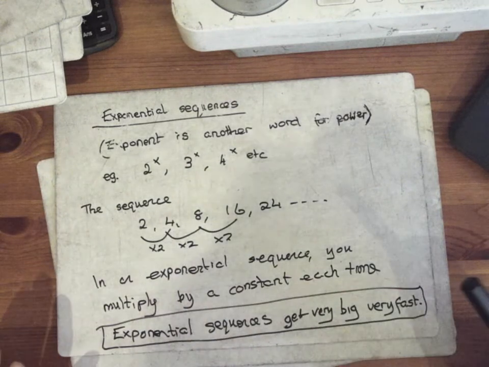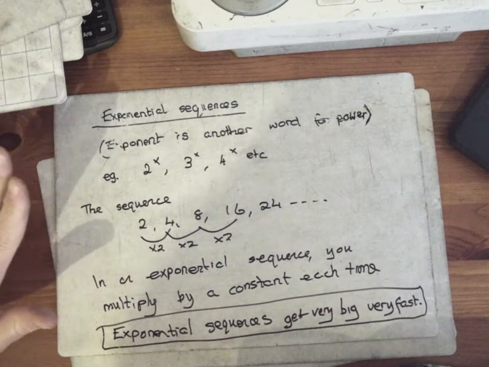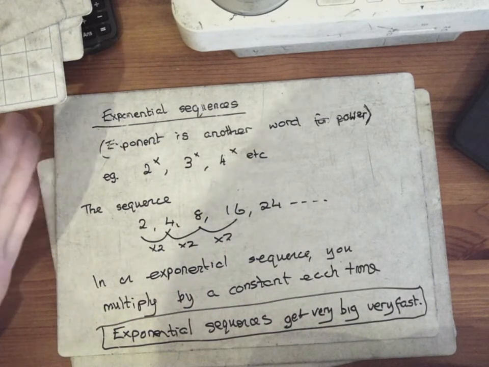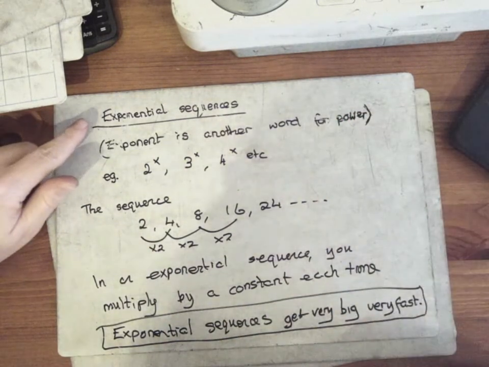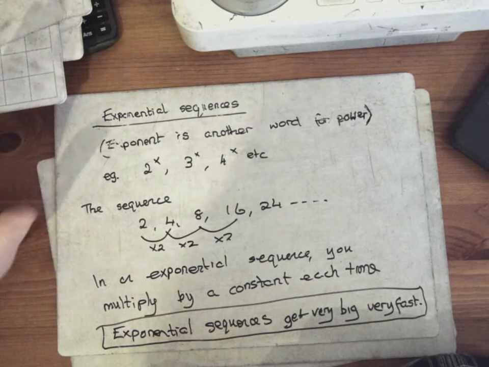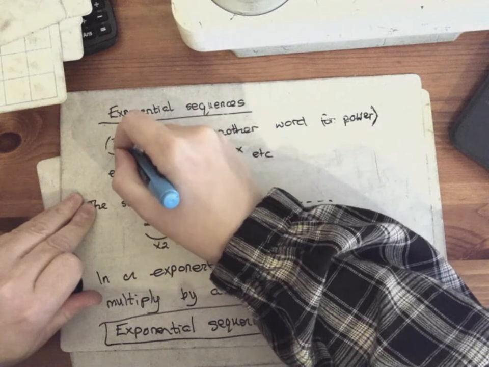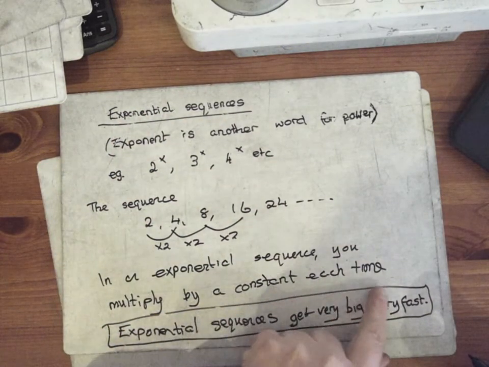Okay guys, right, we're moving on. So the next type of sequence: we've done linear sequences where you add on the same number every time, and quadratic sequences where the second difference is a constant. Now I'm just going to talk quickly about exponential sequences. You just have to know about them, you don't have to be able to get Tn or any of that. All you need to know about exponential sequences is that you multiply by a constant each time.